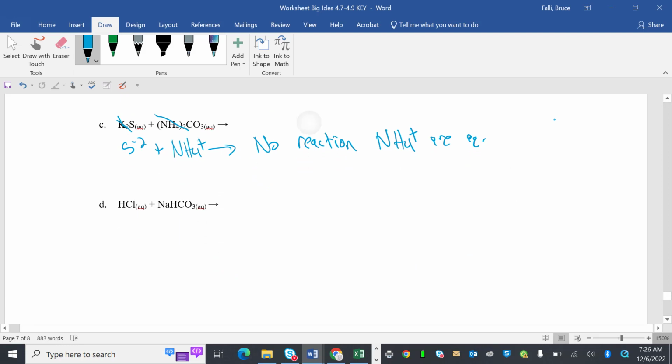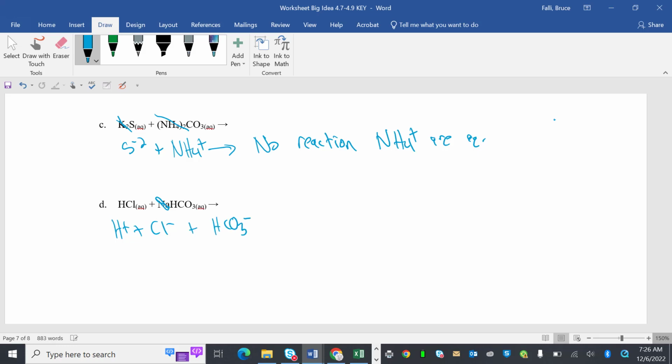Another. So goodbye sodium. So I have H positive plus Cl negative plus HCO3 negative. Okay, so HCO3 needs a new partner. It's not going to be chlorine. It's going to have H positive plus HCO3 negative, and I'm going to get H2O liquid plus CO2 gas, because remember, H2CO3 turns into those. This is your answer.